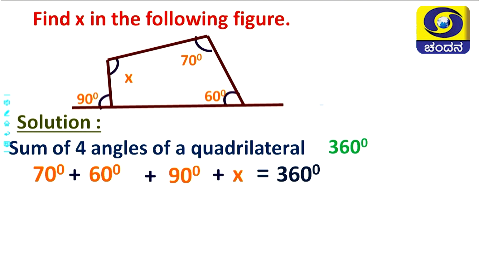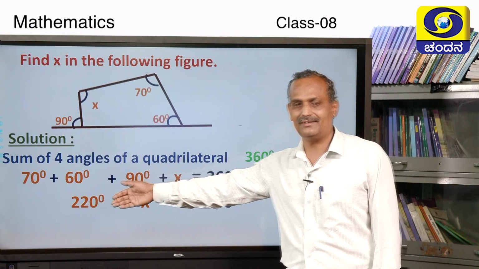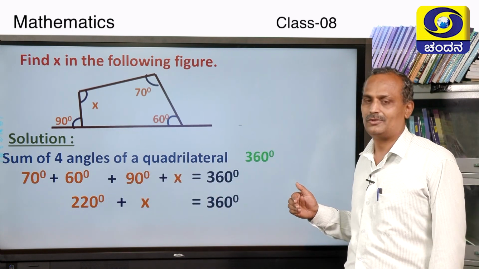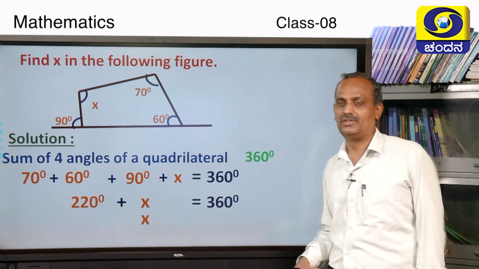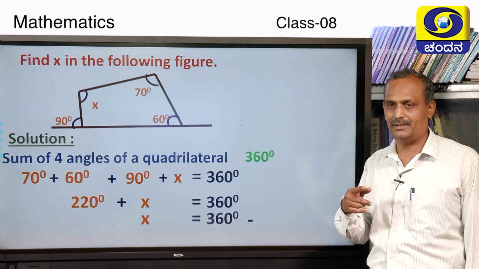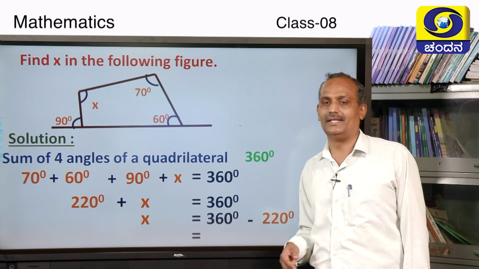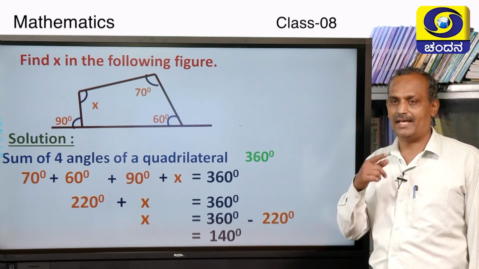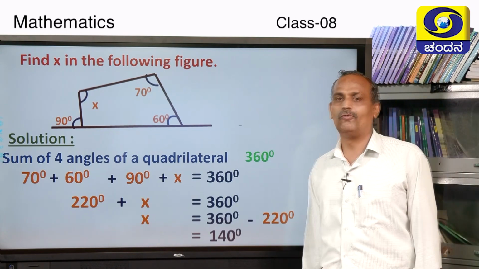Let us add only like terms, leaving the unlike term as it is. 70 plus 60 plus 90, the sum is 220 degrees plus x, because we can't add x with 220; x and 220 are unlike terms. So 220 plus x is equal to 360 degrees. 220 is on the left side, so let us move it to the right side. What happens? Plus 220 becomes minus 220. 360 minus 220 is 140 degrees. The value of x is 140 degrees.